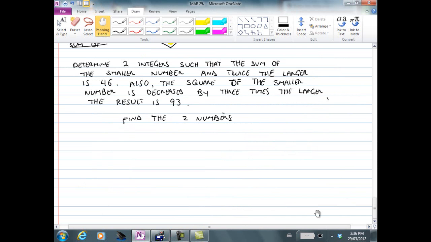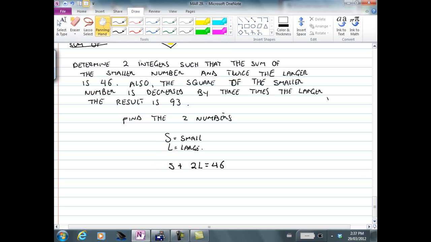First of all, let's say S equals the small number, and L equals the large. Really, the key is to read it line by line and come up with an equation. It says two integers, sum of the smaller and twice the larger. Sum means add. So I go S plus 2L equals 46. That's what I'm going to do.